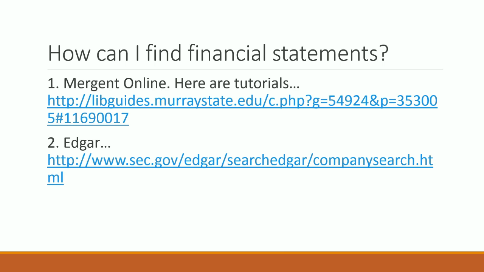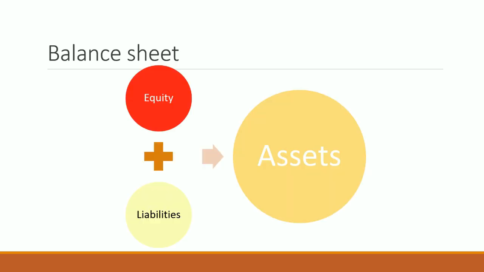Additionally, you have access to the Electronic Data Gathering and Retrieval system, EDGAR, by the SEC. You do not have to be a Murray State student to use this, so it is the somewhat preferred method because it is free. Financial information is available on EDGAR as well. However, if you want financial ratios pre-calculated for you, Mergent is the better option.